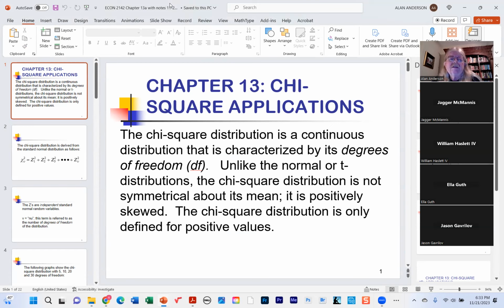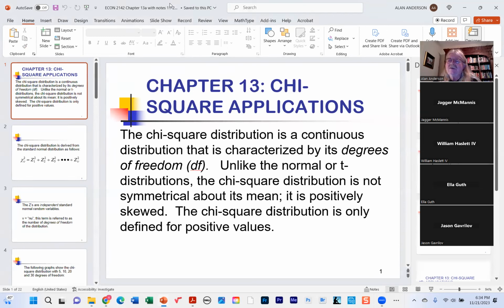Up to this point, all we've seen as far as continuous distributions are concerned is the normal and the t, and they have a lot in common with each other. The chi-square is the first one that's really significantly different. Let's go through the list of properties of the chi-square distribution. It is a continuous distribution, just like the t and the normal. Where it really starts to deviate from the other two is that, number one, it's not symmetrical about the mean, and number two, it is undefined for negative values.